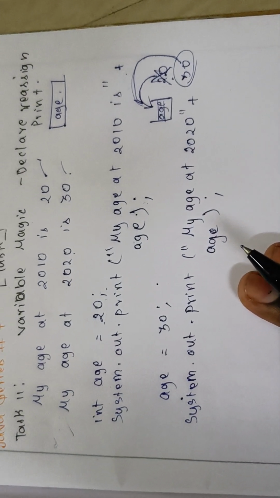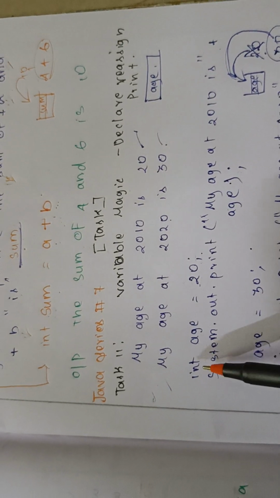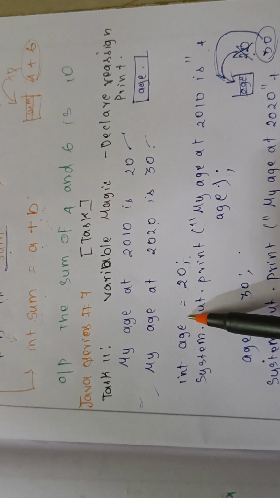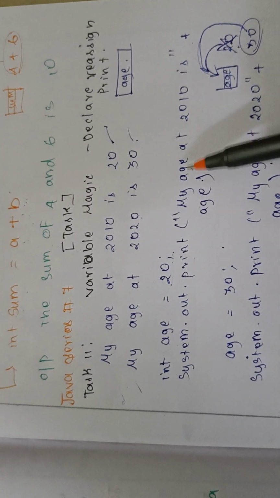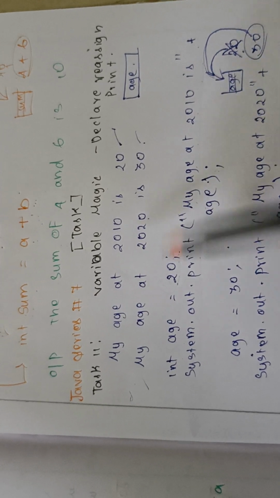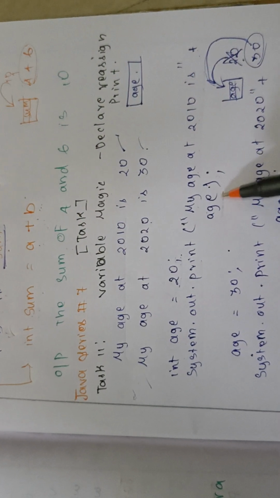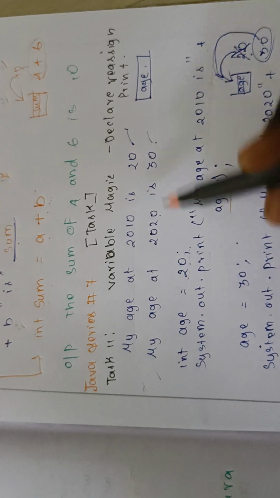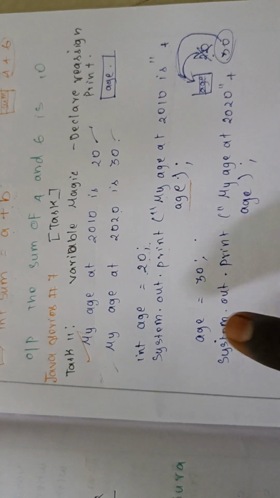Let's see what your output is. First the program will take age as a variable and store 20, and the second statement will print the string "My age in 2010 is". Plus you have added the age, so 20 will be appended. So your first statement is proven. After that, the second statement.